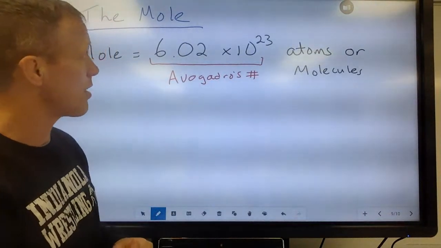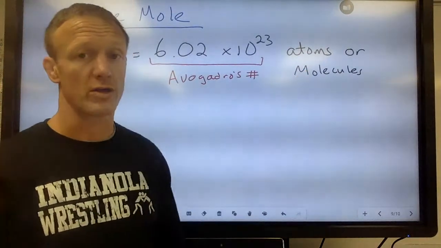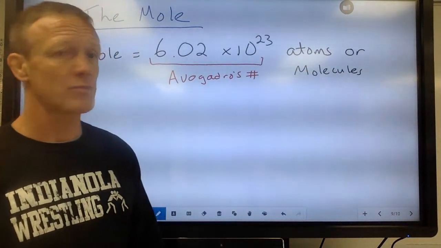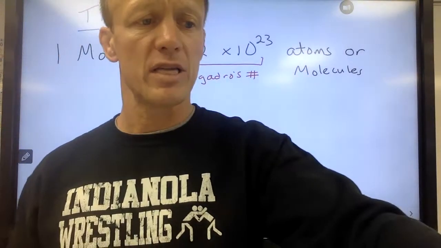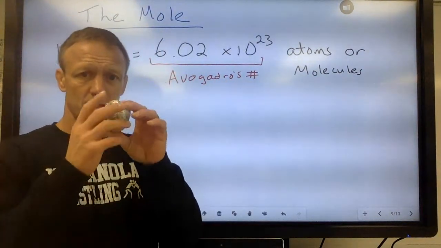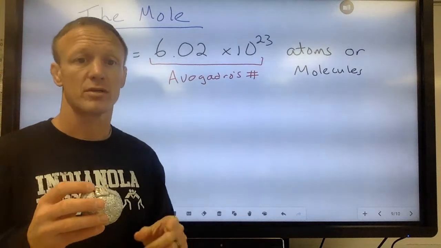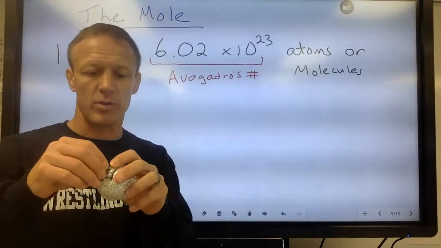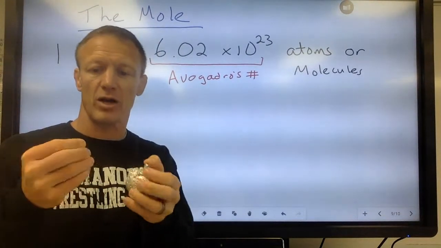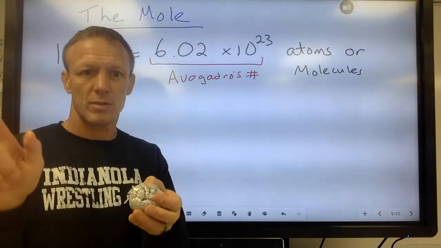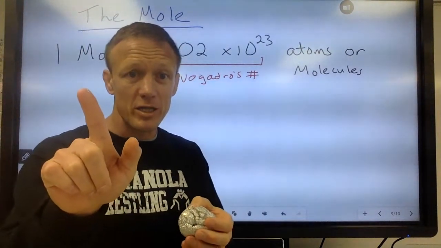The only thing we really ever count with this would be atoms or molecules. So we can have moles of atoms or moles of molecules. Here is a mole of aluminum atoms. So it's 6.02 times 10 to the 23rd atoms, give or take a few. If I peel a little piece off, I might take off a trillion atoms.